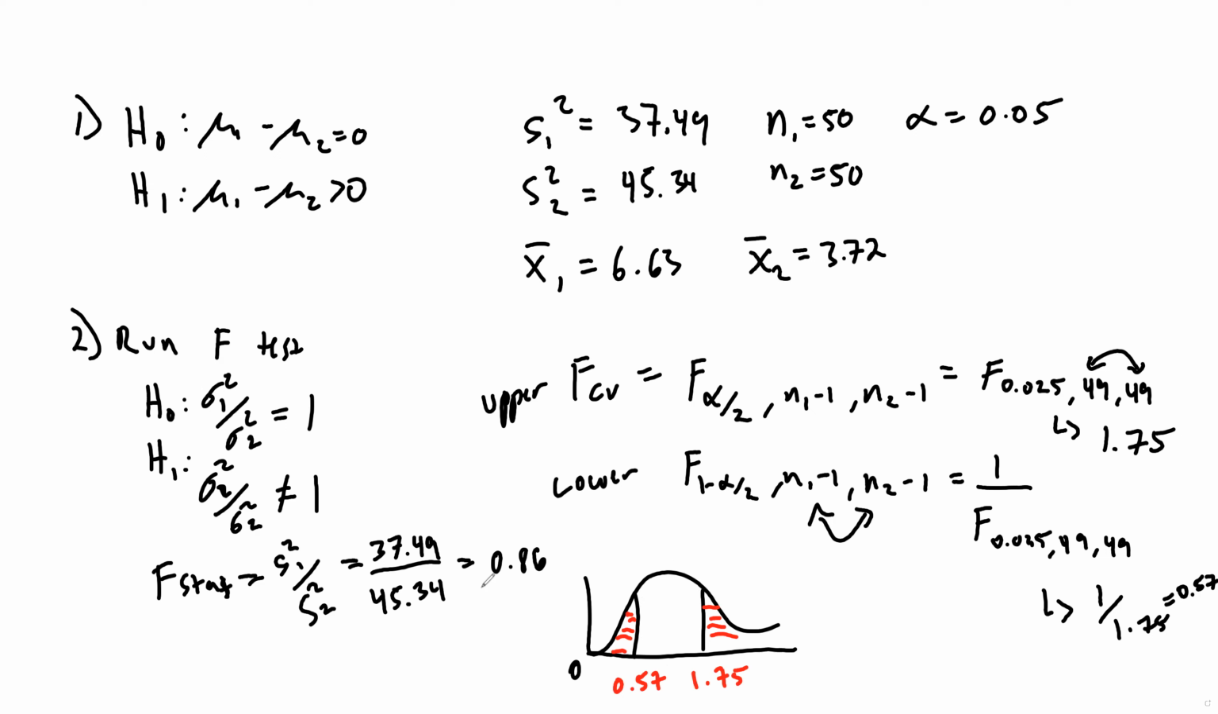Now what we want to compare is our F stat. Does our F stat fall in the rejection region? Yes or no? You should be shaking your head no. This does not fall in the rejection region. 0.86 is somewhere here. So it falls in the fail to reject region, so if we fail to reject the null, we are assuming equal variance.